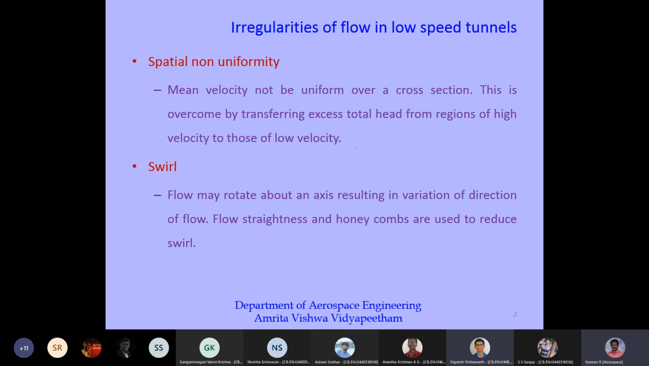For different purposes, like yesterday we saw an elliptical cross section for an aircraft model.